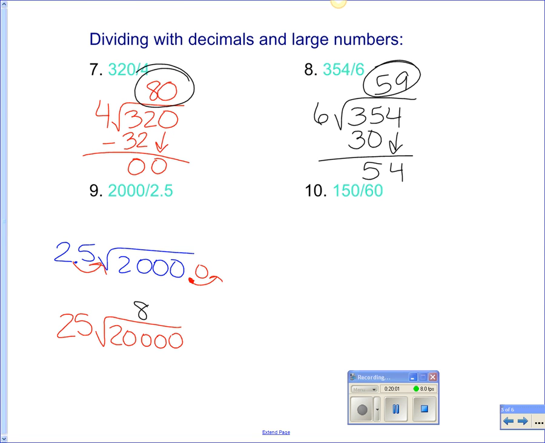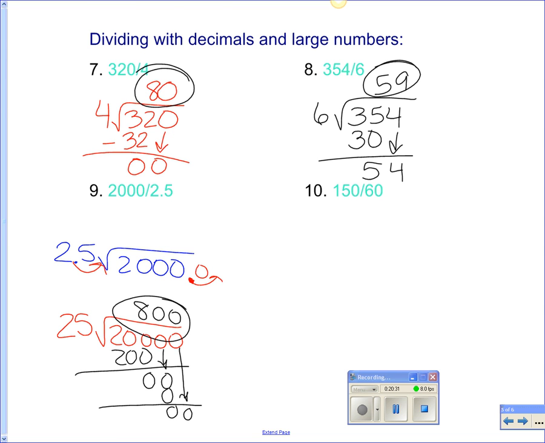Okay. What's 25 times 8? We just did it. 200. Subtract those, bring this one down. Does 25 go into 0? So what do I have to put? A 0. 25 times 0 is 0. And you have to go all the way to the end of the problem. So 25 goes into 0, 0. Go all the way to the end, so you get 800.